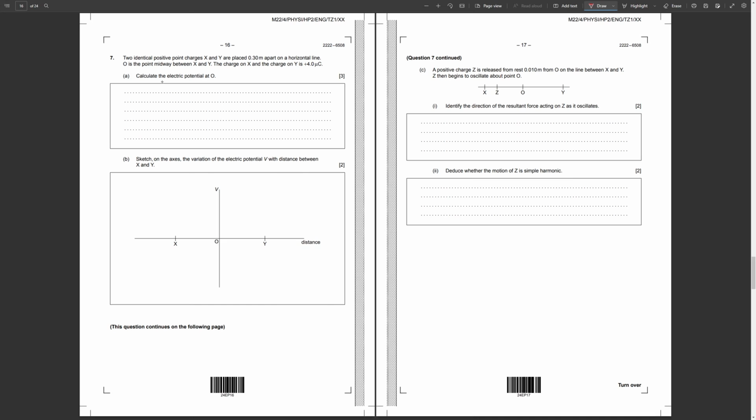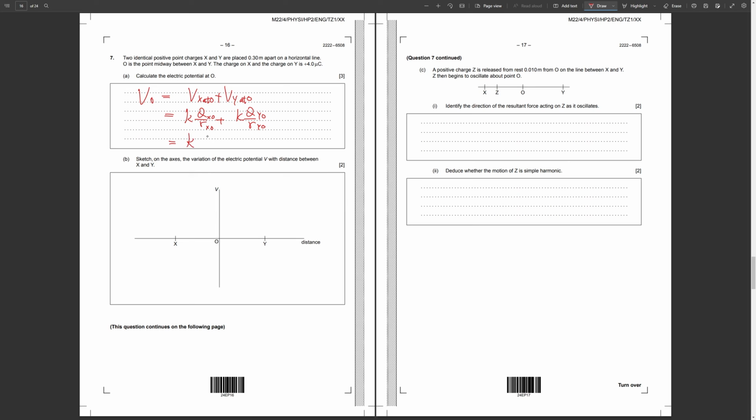Question 7. There are two identical point charges, X and Y. Between X and Y, the midpoint is known as O. The electric potential at O is a result of X and Y. So V of O is because of X and Y acting at O. The value of their electric potential follows this equation. You can find this in your formula sheet. Make sure you give the subscript X acting on O, and likewise Y acting on O.